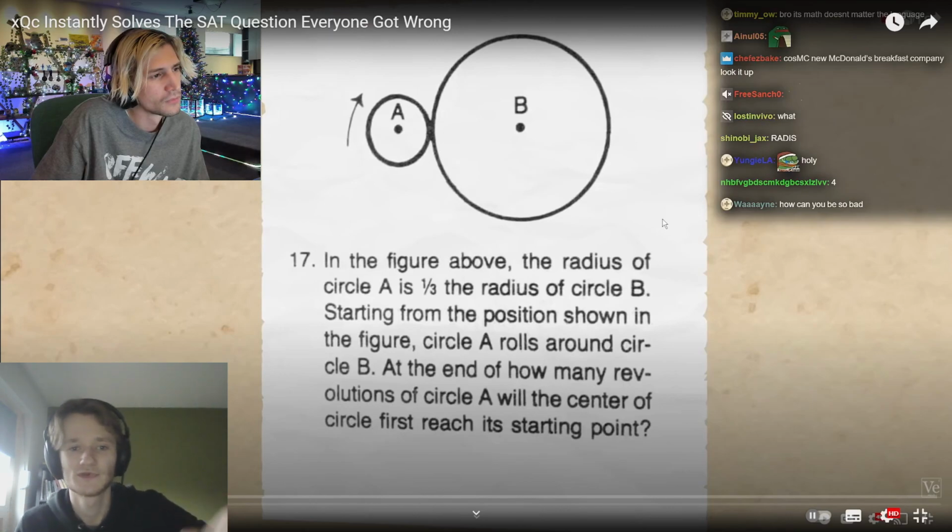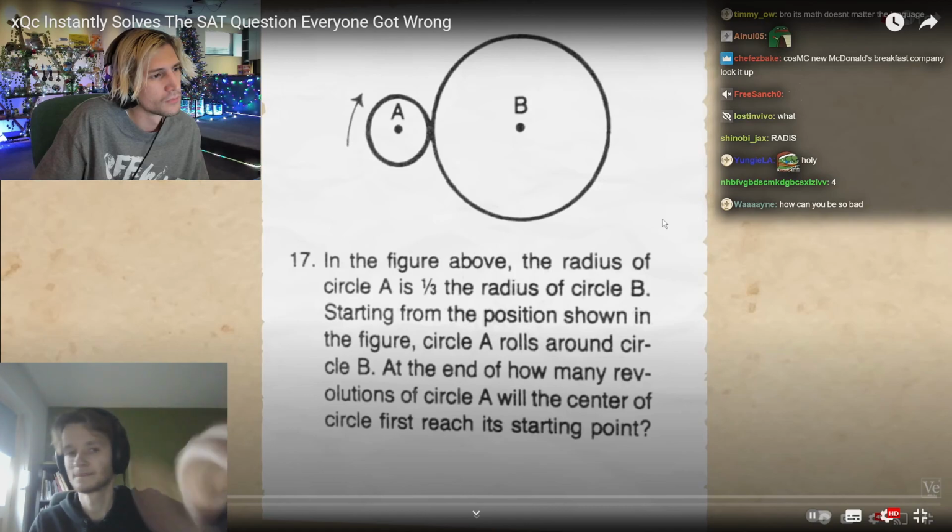1/3. So the circumference of B is, let's say B has a radius of x, right? It's 2 pi x. Then the circumference of circle A is 2/3 pi x.